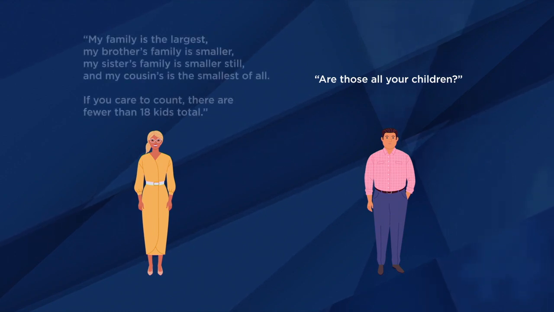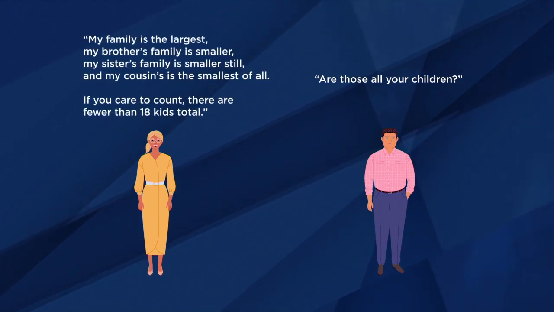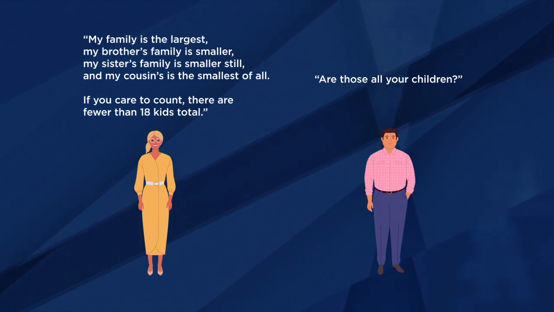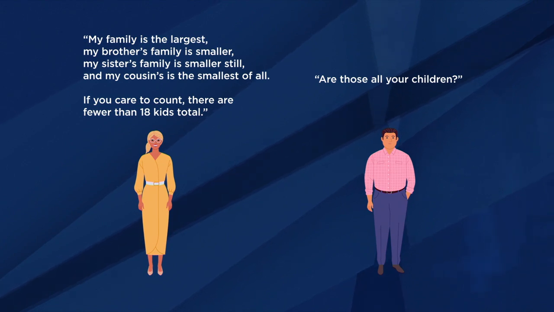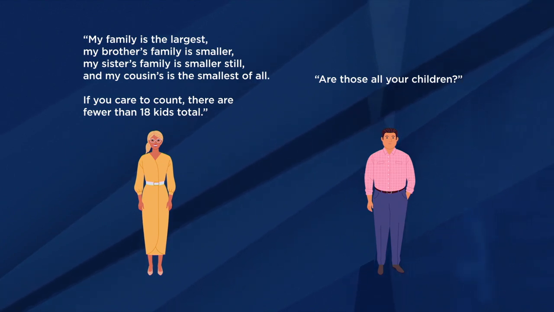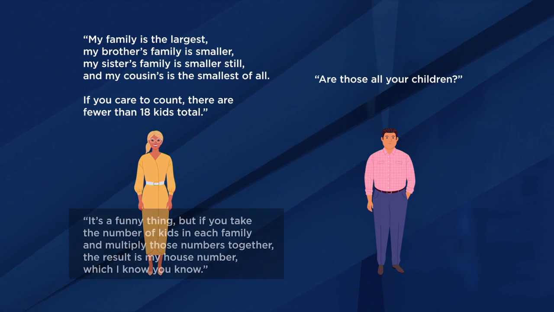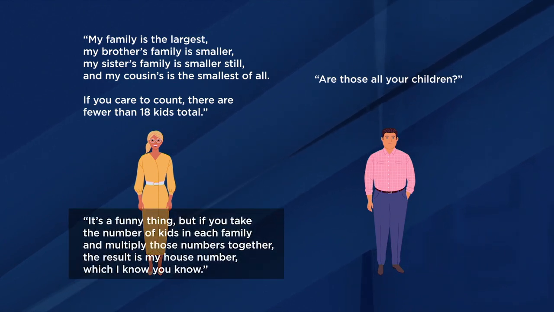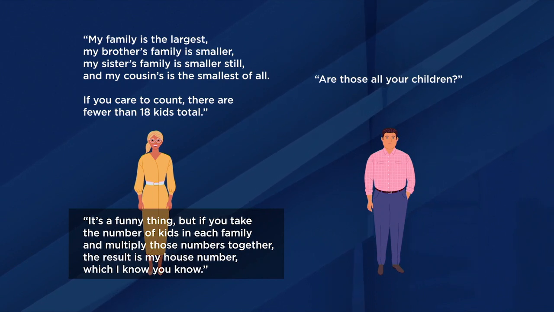She says, "My family is the largest, my brother's family is smaller, my sister's family is smaller still, and my cousin's is the smallest of all." If you care to count, there are fewer than 18 kids total. Gina then added, "It's a funny thing, but if you take the number of kids in each family and multiply those numbers together, the result is my house number, which I know you know."